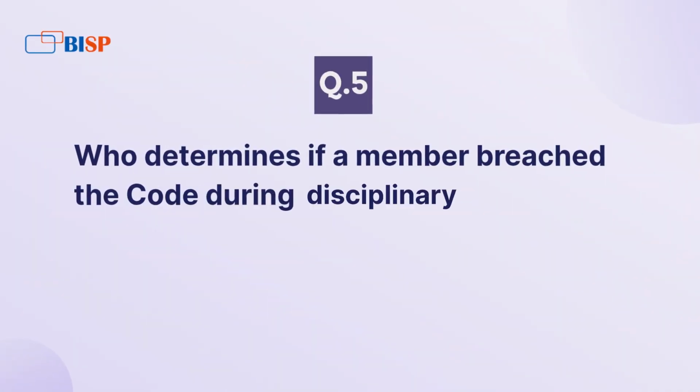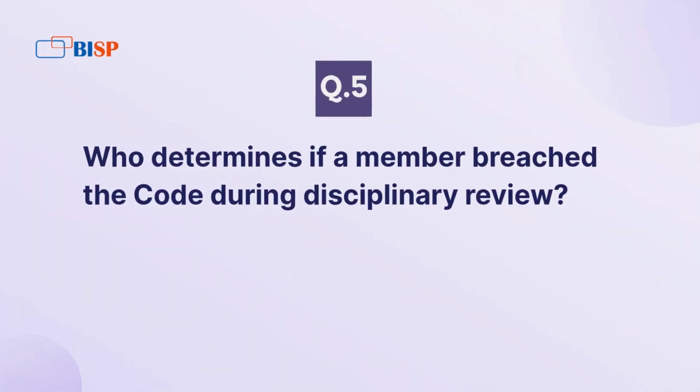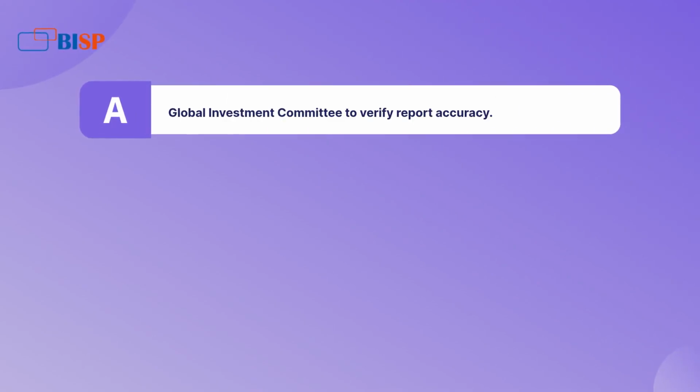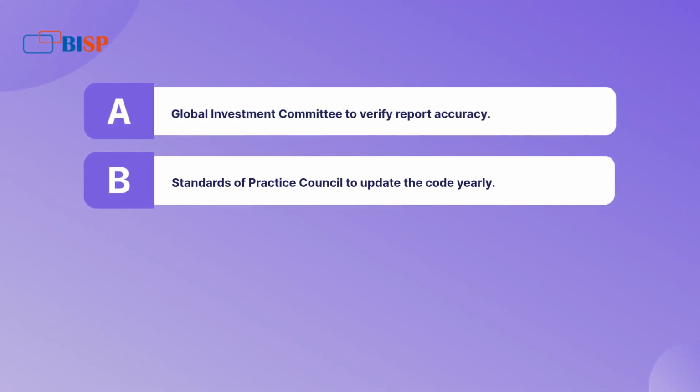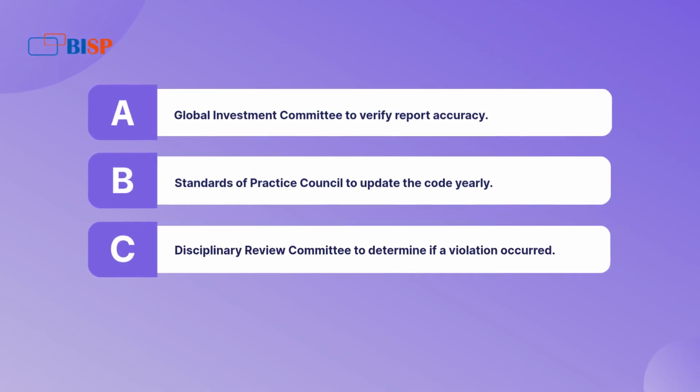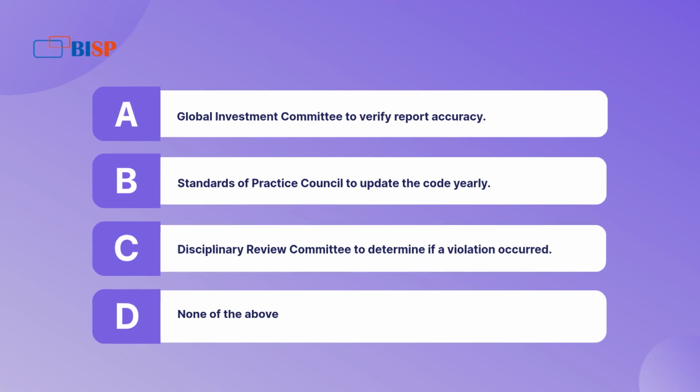Question number 5. Who determines if a member breached the code during disciplinary review? A. Global Investment Committee to verify report accuracy. B. Standards of Practice Council to update the code yearly. C. Disciplinary Review Committee to determine if a violation occurred. D. None of the above.